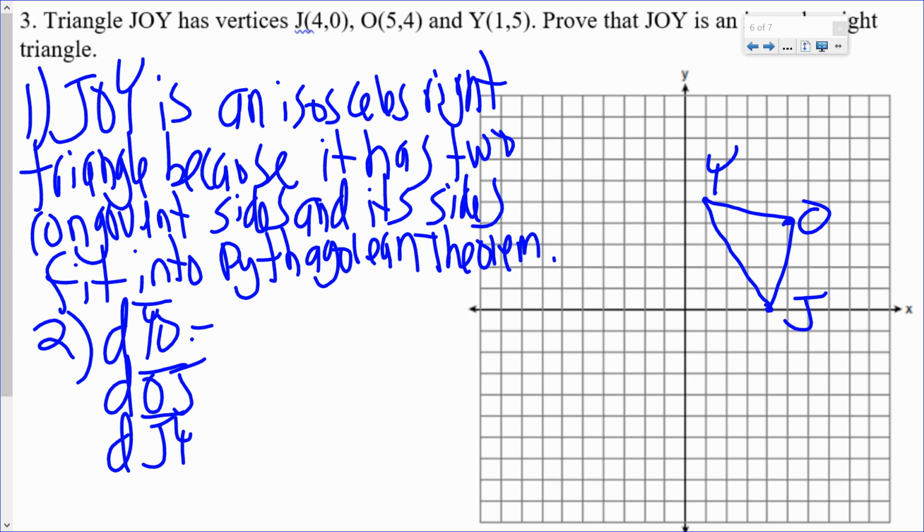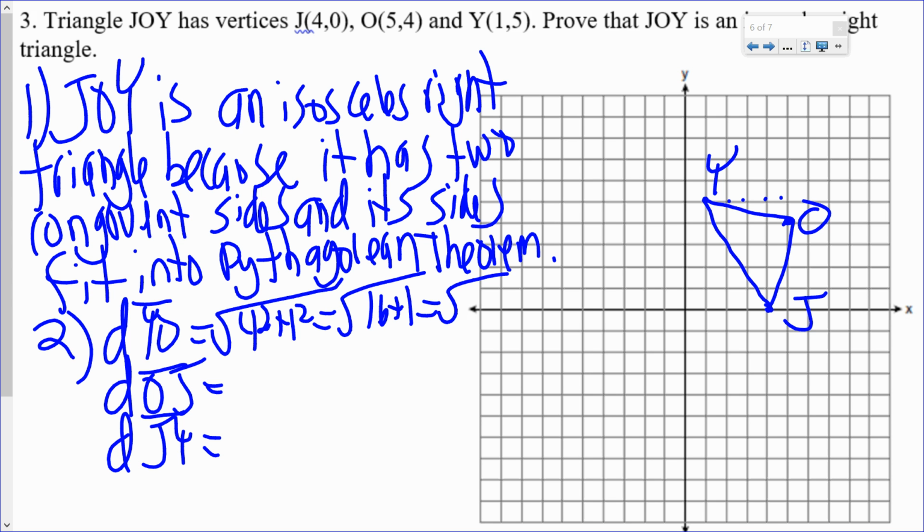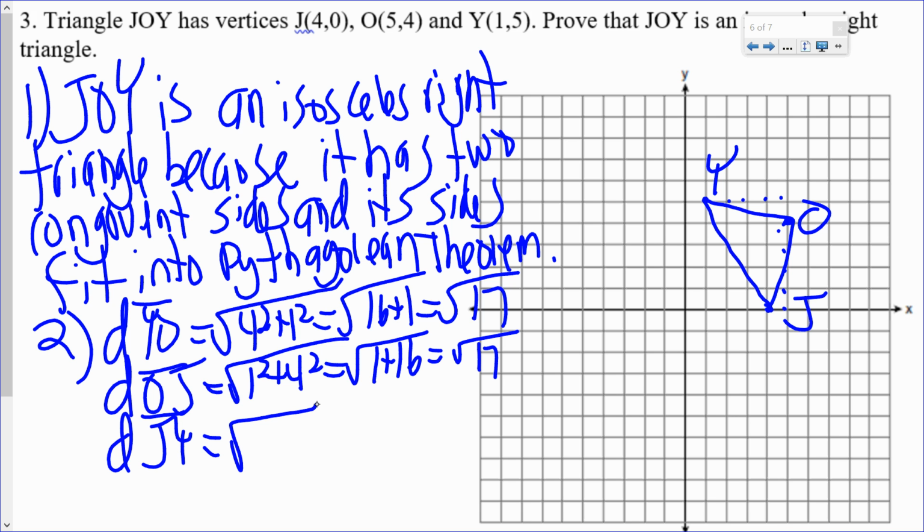I want you to pause, find those distances, and then unpause. Okay, now that you calculated those on your own, OY: 1, 2, 3, 4, 1. 4 squared plus 1 squared, 16 plus 1, that's radical 17. OJ: 1, 1, 2, 3, 4. And in general, with these coordinate geometry proofs, you don't have to reduce the radical, just leave them in radical form. JY: 1, 2, 3, 1, 2, 3, 4, 5.